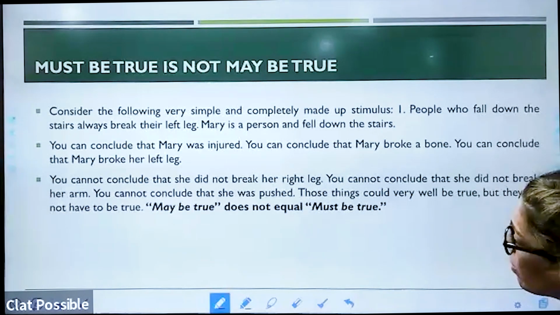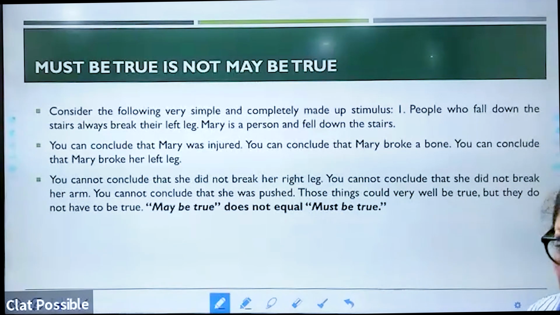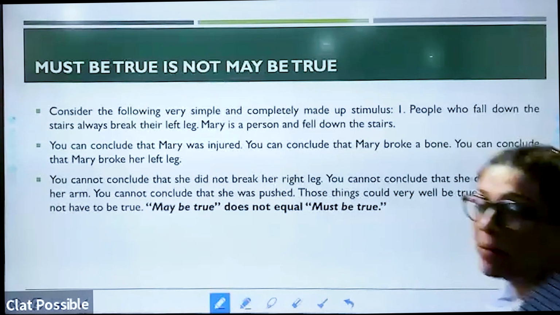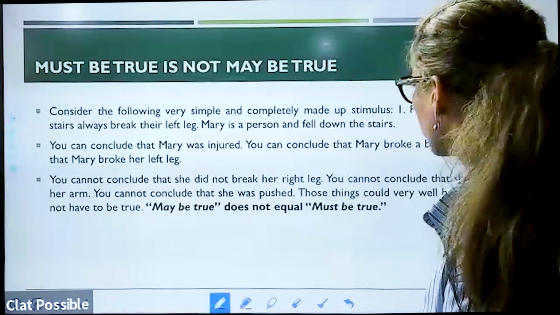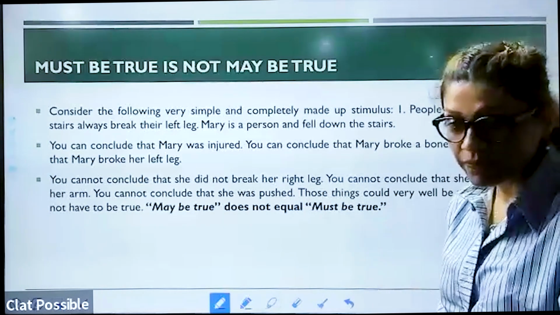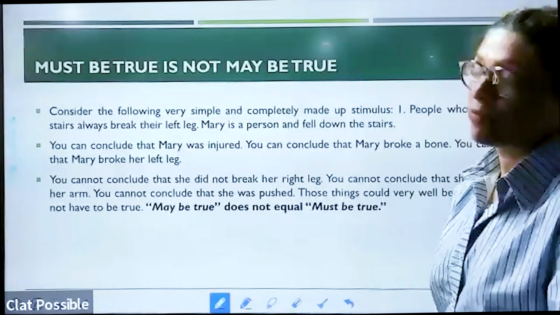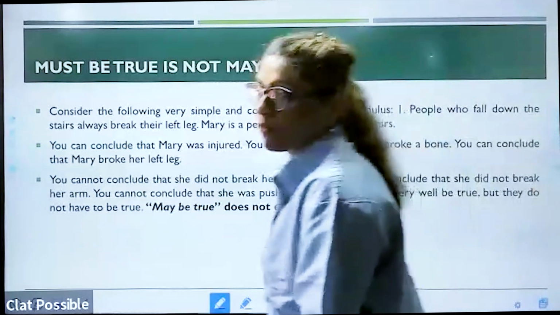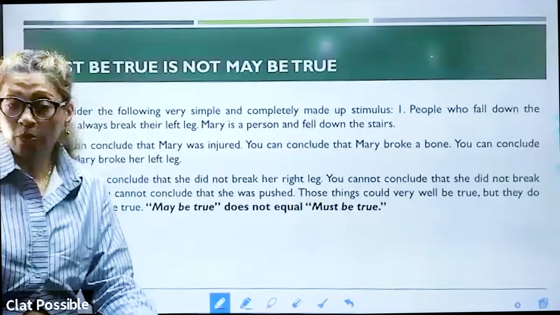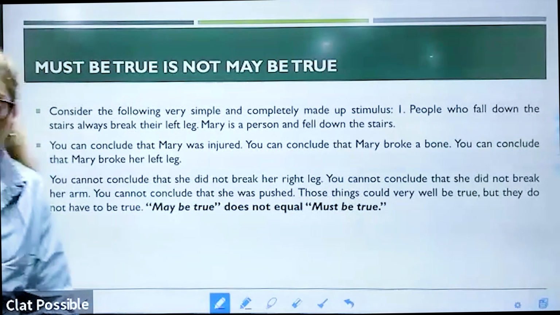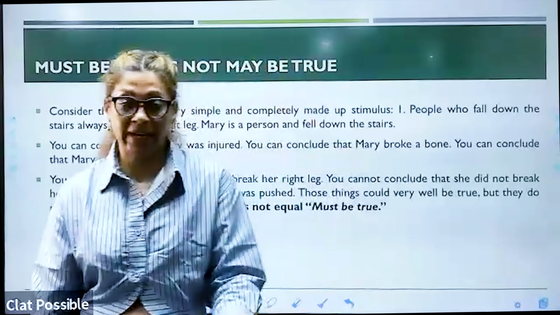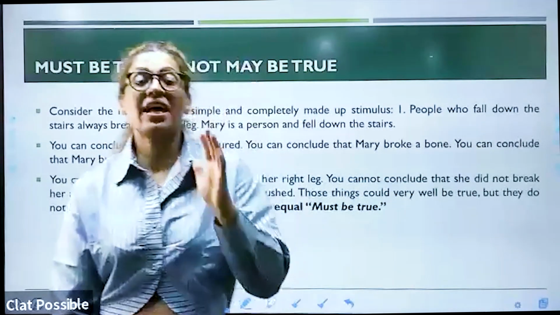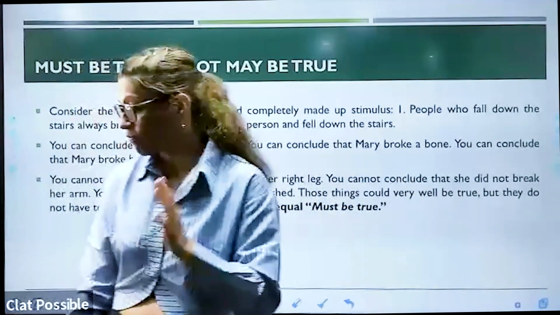Now, can you say that Mary did not break her right leg? Left leg is the minimum that Mary has to break. She could have broken her right leg. She could have broken her arm. But because we are sure her left leg was broken does not mean her right leg was not broken. Does not mean her arm was not broken. Similarly, I'm not going to the party because I have a headache does not mean, let's say in half an hour my headache is cured because of Zandu balm.